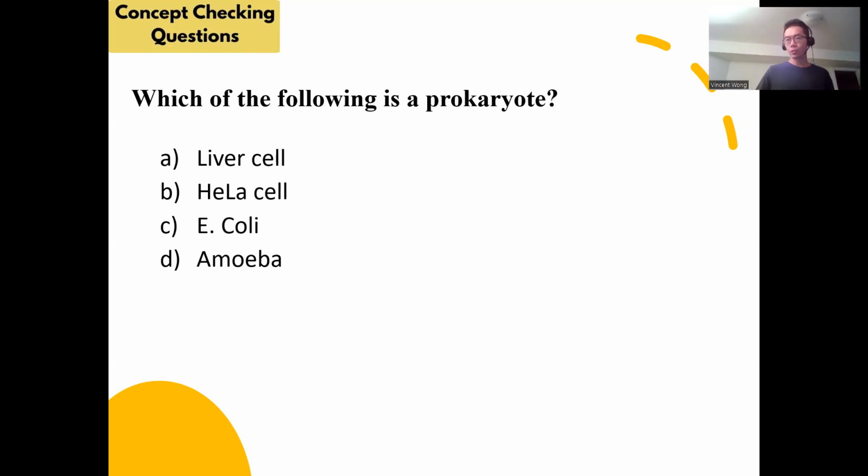Thank you for those who participated. The correct answer is E. coli. That's the bacteria, right? And bacteria are prokaryotes. Liver cells. Liver is found in us, right? So our cells are eukaryotic. HeLa cell, that was taken from ovarian cancer. That makes it eukaryote. Amoeba, it's a unicellular organism, also prokaryote, right? Sorry, also eukaryote.